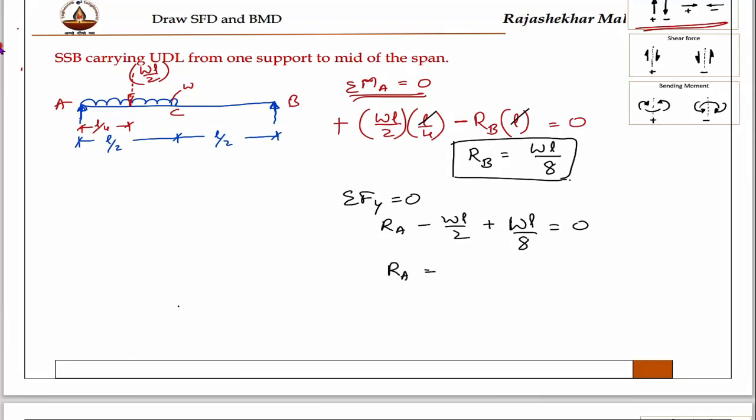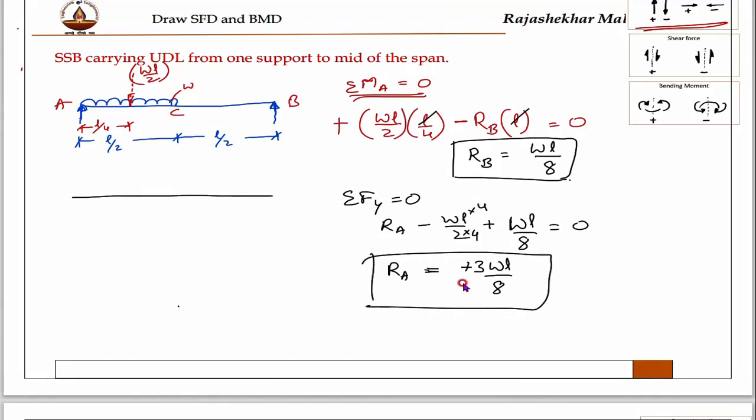Therefore RA equal to WL by 2 minus WL by 8. I will multiply 4 here into 4 here, 4 into 8, and this is minus 4 plus 1 is minus 3, and send it that side, that is plus 3 WL by 8. Okay, 3 WL by 8. Okay, this is RA and RB.